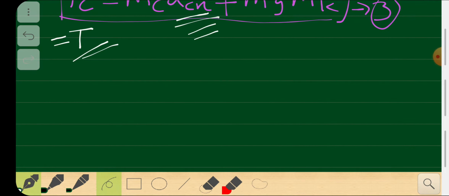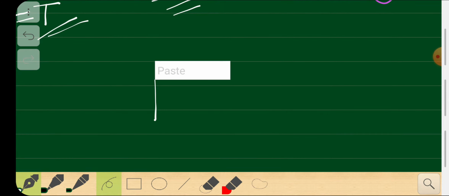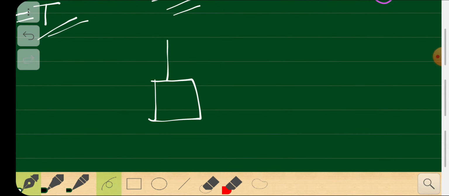So for that I'm going to take the second part of the problem, which is the block. There is a block here, and it is attached to the pulley. There is tension in here, and there is the gravitational force, which is m block times g. That's the only force here.